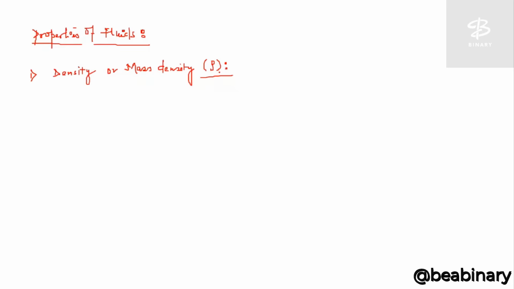Okay. So density is defined as the ratio of the mass of the fluid to its volume. So we can write rho is equal to m by v. And the unit, in case of the SI unit, is kg per meter cube.